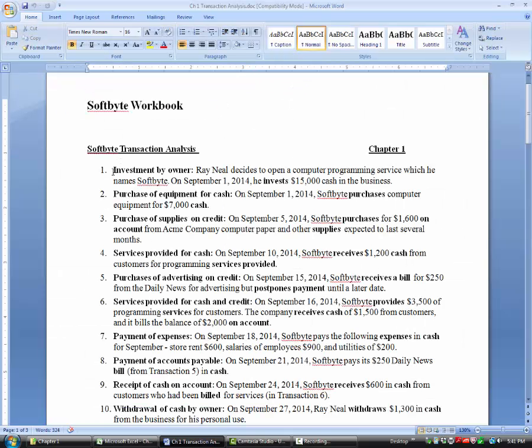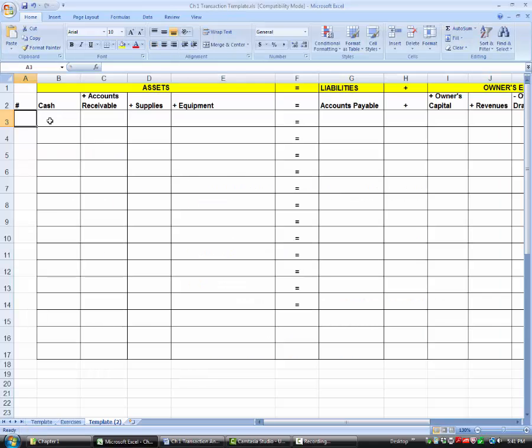So looking at the first transaction, we see that we have an investment by the owner. So Ray Neal decides to open a computer programming service, which he names Softbyte, and then on September 1st, he invests $15,000 cash in the business. Now remember, we are looking at these transactions from the perspective of the company, not from the perspective of the owner. Therefore, we know that the cash of the business is increasing by $15,000 when the owner invests in the business. So we return to the tabular analysis, and under cash, we increase cash by $15,000.